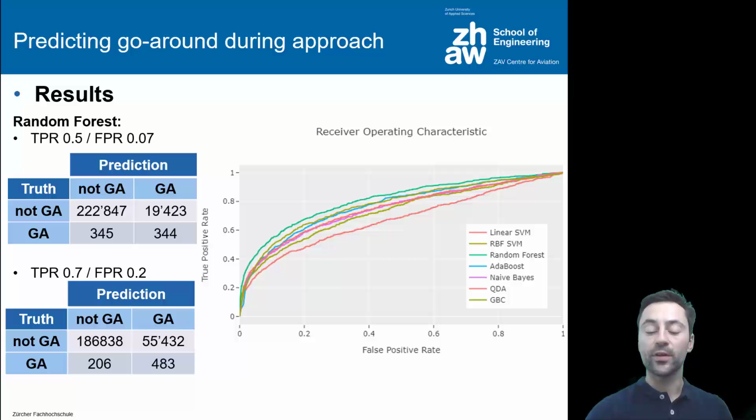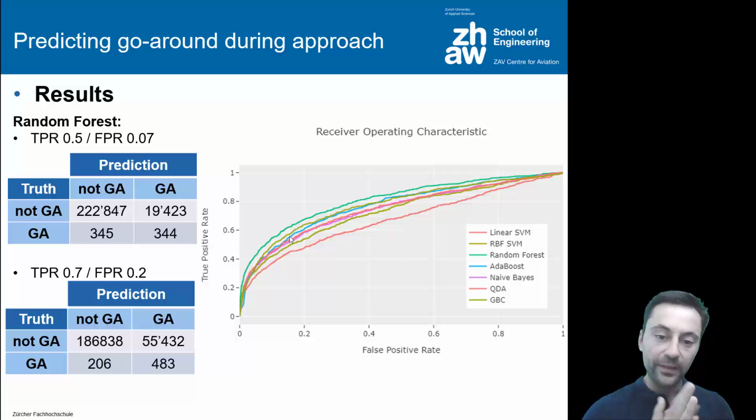On this slide, you can see on the right plot the different results we have obtained for the different models. This plot is called a receiver operating characteristic, and is basically plotting the true positive rate versus the false positive rate. The best model is the one closest to the top left corner. And what we can see is that the random forest seems to perform best for this task.